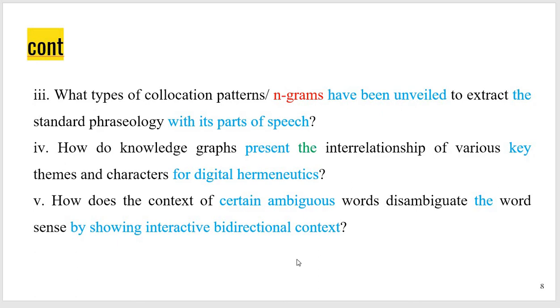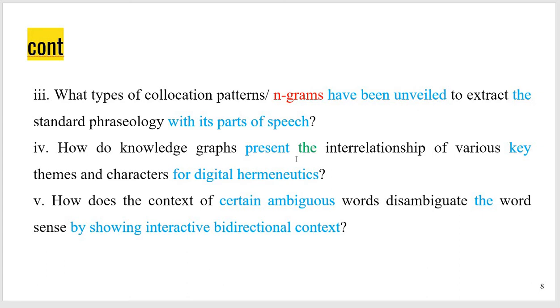What types of collocation patterns slash n-grams have been unveiled to extract the standard phraseology with its parts of speech? Here try to understand, collocation patterns. This is one variable, and these collocation patterns will lead to standard phraseology. This is the second variable.